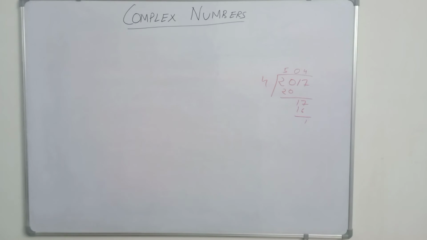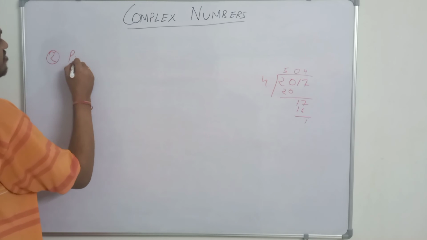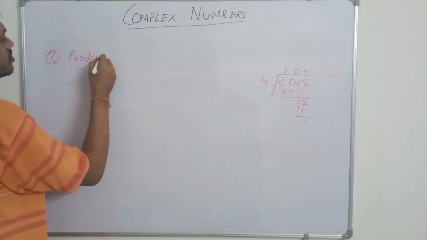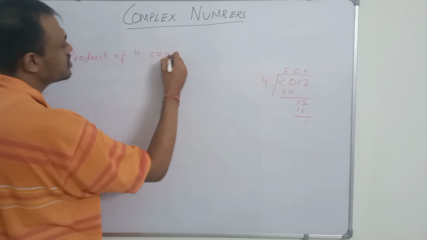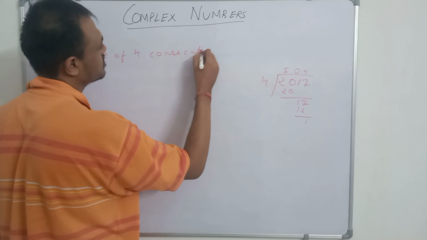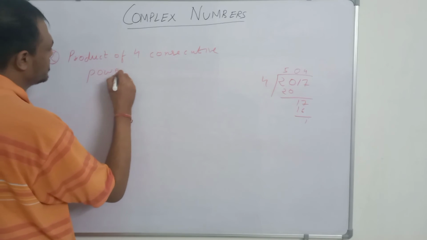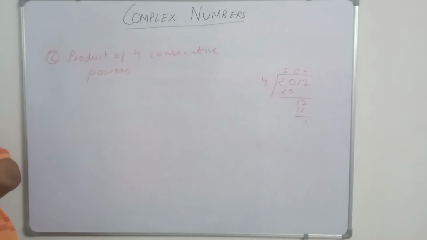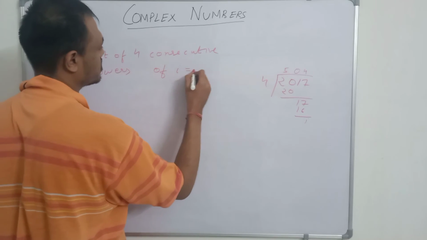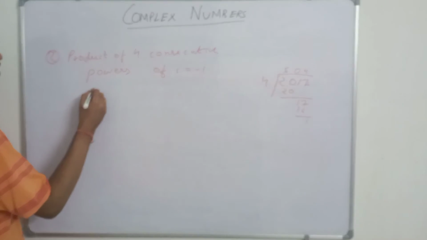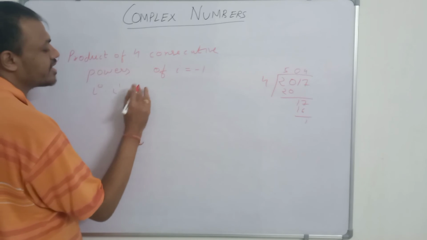Now we come to the second property: the product of any four consecutive powers of iota is equal to -1. To prove it, we take iota to the power 0 dot iota to the power 1 dot iota square dot iota cube.